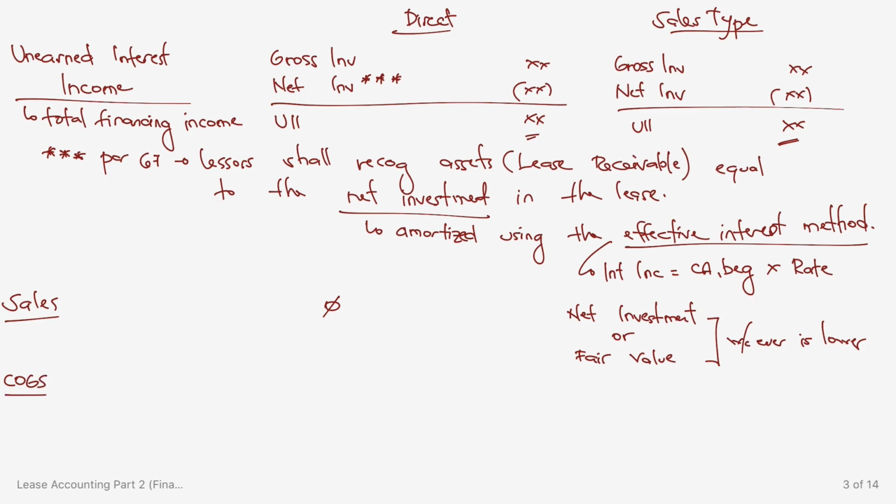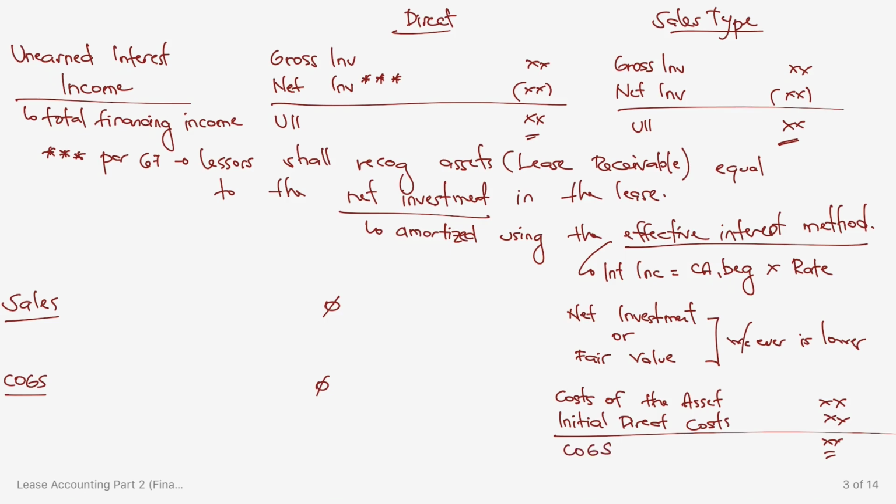Pagdating naman sa cost of goods sold, syempre, 0 pa rin tayo under direct finance lease kasi hindi naman tayo nagbebenta dyan. But under the sales type lease, cost of goods sold will be equal to what? This will be equal to the cost of the asset plus the initial direct cost paid by the lessor. So, kapag in-add mo yung dalawang yan, yan na po yung tinatawag natin na cost of goods sold.